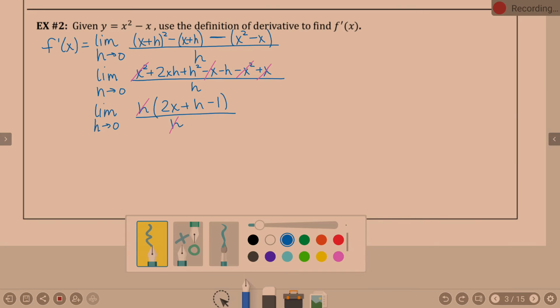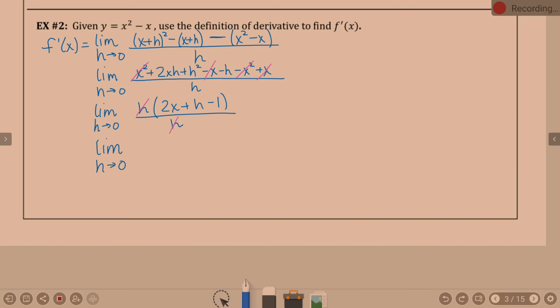Cancel the h's. The limit as h approaches 0 of 2x plus h minus 1 is equal to what? 2x minus 1. Because as h approaches 0, it goes to 0. Okay. So we know that f prime of x is equal to 2x minus 1.